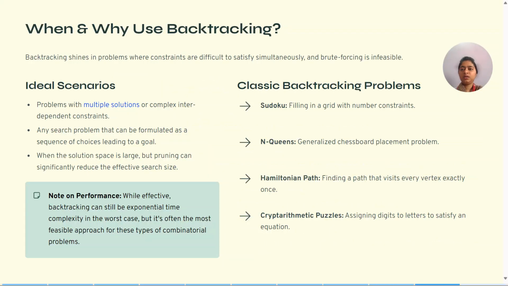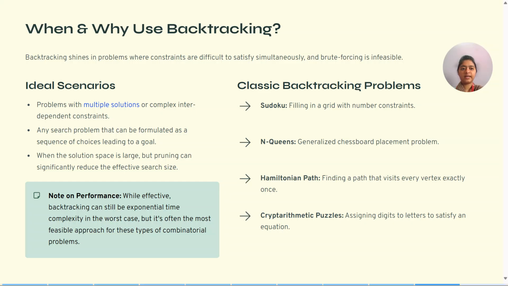Here we can see when and why we use backtracking. Backtracking shines in problems where constraints are difficult to satisfy simultaneously and brute forcing is infeasible. Coming to the ideal scenarios: problems with multiple solutions or complex interdependent constraints. Any problems that can be formulated as a sequence of choices leading to a goal. When the solution space is large, but pruning can significantly reduce the effective set size.